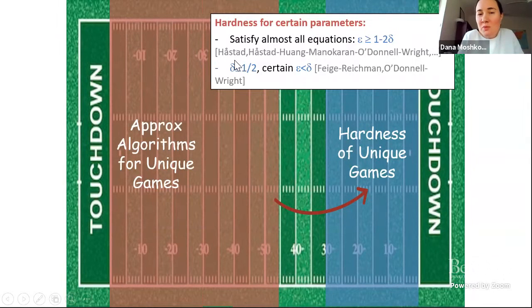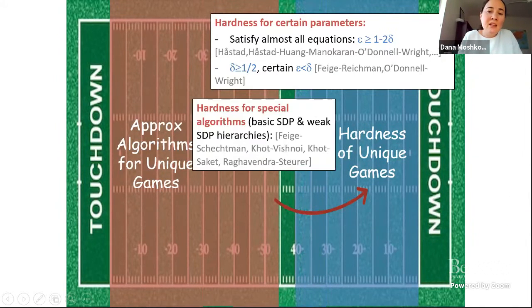If not much is known, so if your delta is half, your delta is huge, so you only know that half of the constraints can be satisfied, then indeed this is a hard problem, and hardness results were known. Some hardness results. There were also hardness results for basic semi-definite programming, for weak hierarchies of semi-definite programming, but not for Lasserre.